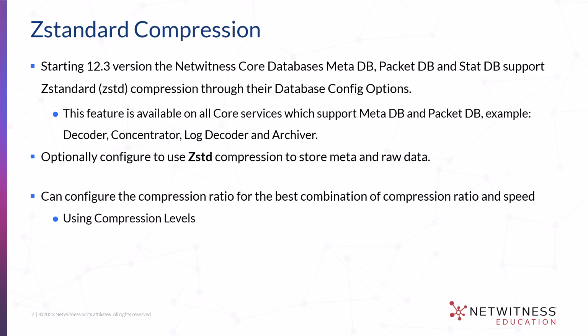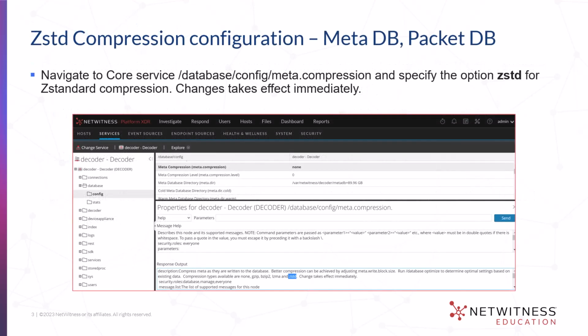You can also configure the compression ratio for the best combination of compression ratio and speed using different compression levels. Next, we'll take a look at compression configuration for MetaDB and PacketDB. Navigate to the core services, database config, meta compression node, and specify the option Zstandard. The changes would take effect immediately.